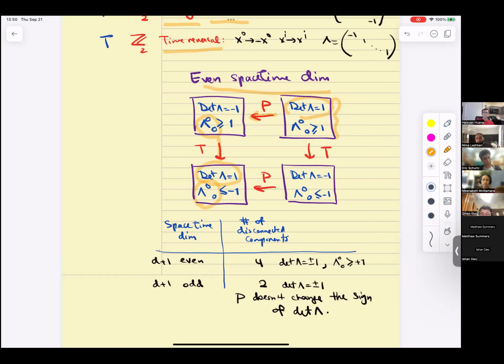Now, this is not connected to identity. Again, we haven't come back where we were. You have to apply another P so that you come to delta lambda -1 and this guy, and then you apply another T, you come back where you were. So in even dimensions, you end up with 4 disconnected components in the Lorentz group, and you go in between them using parity and time reversals.